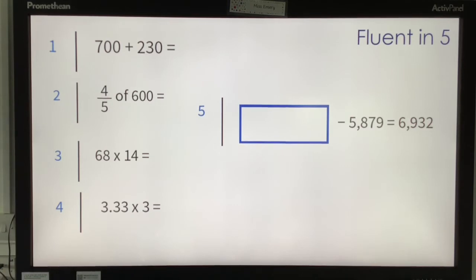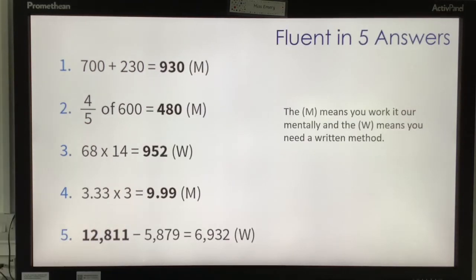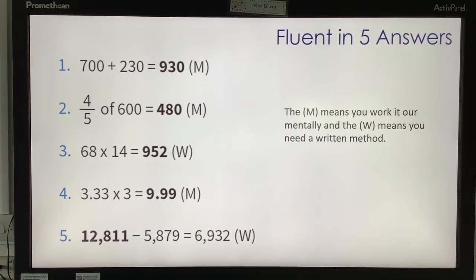As always, I would like to start with your Fluent in 5. Please pause the video and have a go. So hopefully you paused. So the first one, 930, 480, 952, 9.99, and the missing number was 12,811. So let's move on to today's learning.